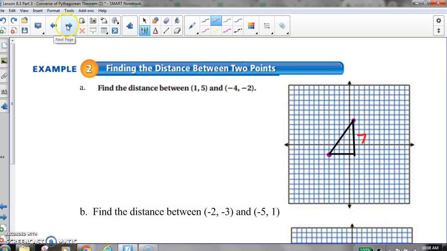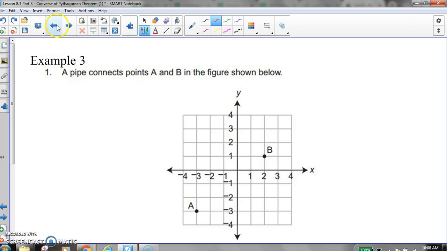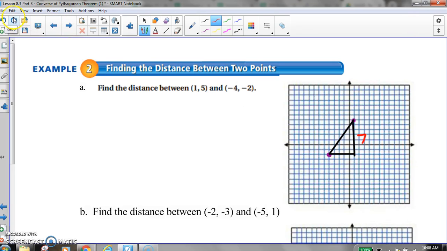All right, and if I take a look at the bottom part, I'd have the difference between -4 and 1. So if I take a look at that, that does give me -5. However, distance is always positive, so that's 5 spaces. The other way that I can get that is just by counting 1, 2, 3, 4, 5 spaces.